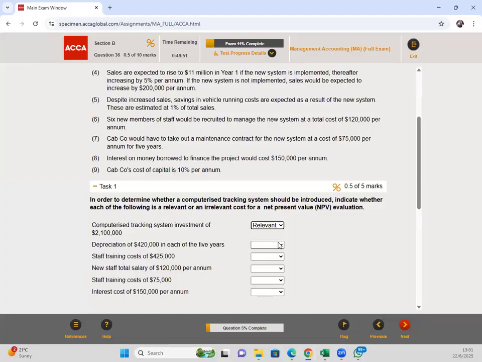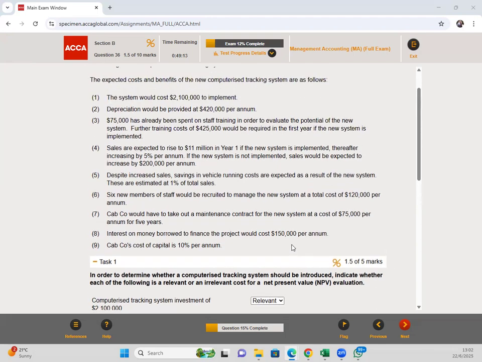Then depreciation of 420 in each of the 5 years, relevant or not relevant? Not relevant. Not relevant because depreciation is not a cash flow cost. A relevant cost should be a cash flow cost. Staff training cost of 425? The staff training cost of 425, relevant or irrelevant?